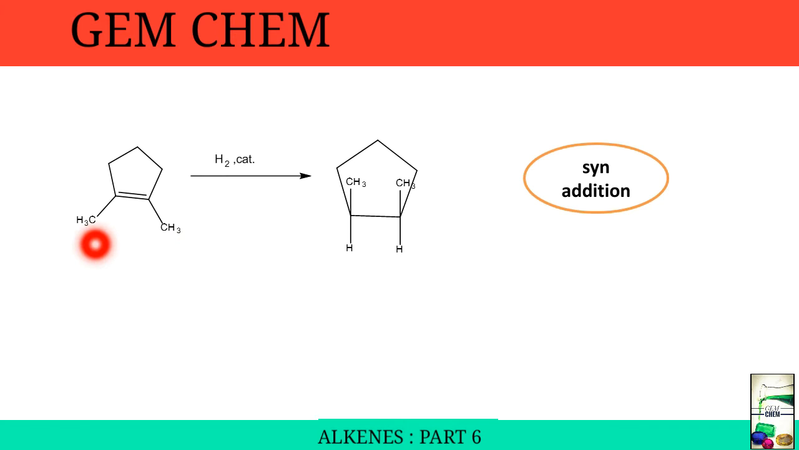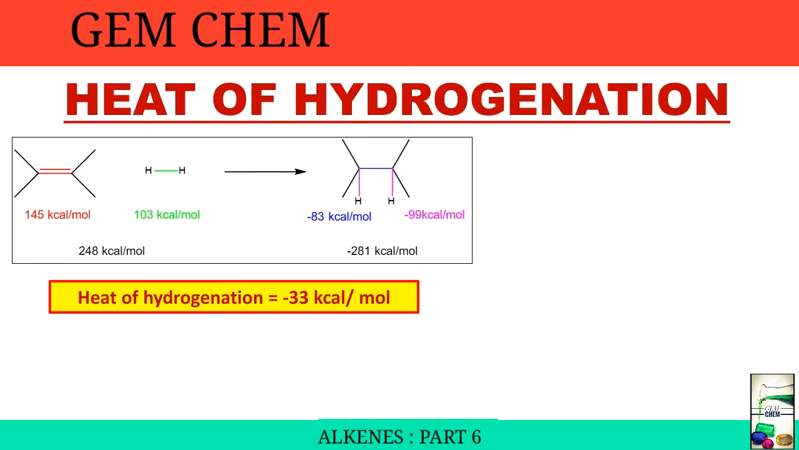Now see this one. This is an alkene, this portion. Now when hydrogen and catalyst get added, the hydrogen comes from the downside, that is from the same side. So this proves a syn addition. Now we will deal with heat of hydrogenation.